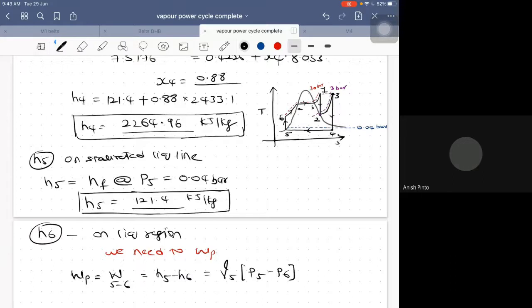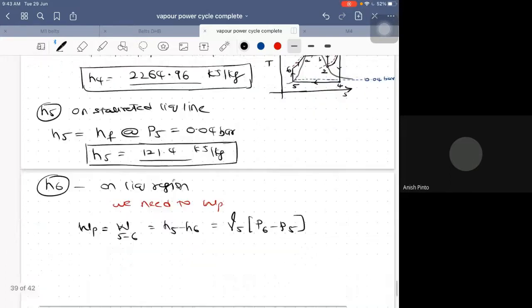It is P6 minus P5. Okay, pressure, P6 minus P5. Now, how to get the value of V5, which is on the state 5? State 5 is on the liquid line, the saturated liquid line. So if it is on the saturated liquid line, how do I calculate P5?